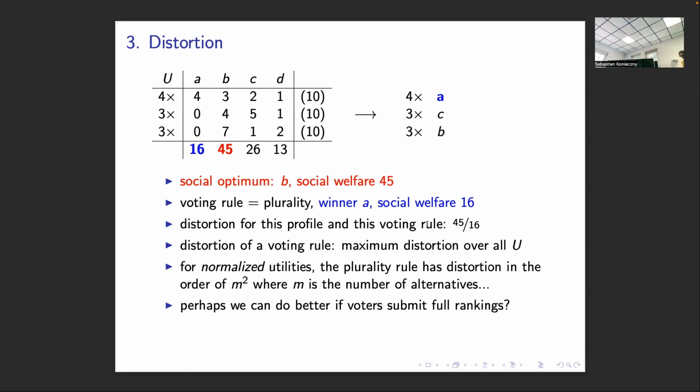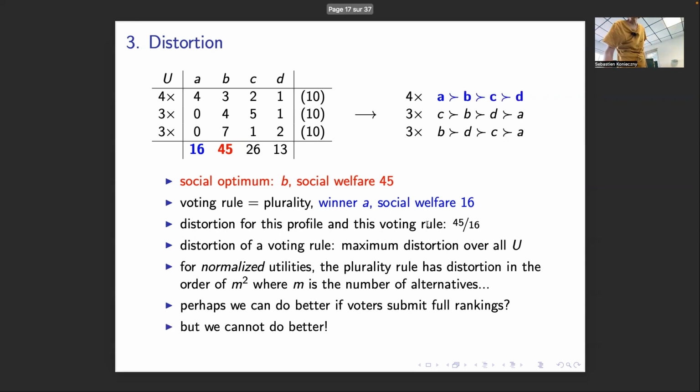Okay. So that's for plurality. So maybe we can do better. Maybe we can do better if we allow voters to submit full rankings, such as here. Can we do better? Well, the answer is no, we cannot do better. The distortion of plurality, not only of plurality, but we cannot find a deterministic voting rule that does better than m squared. So plurality, it's a stupid rule, but using distortion says also that other rules are stupid.